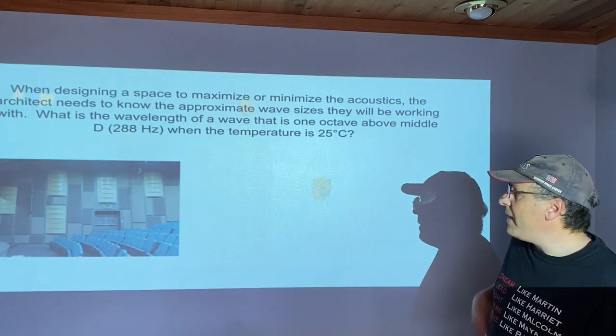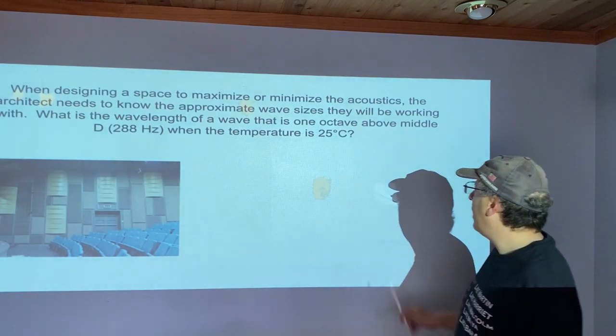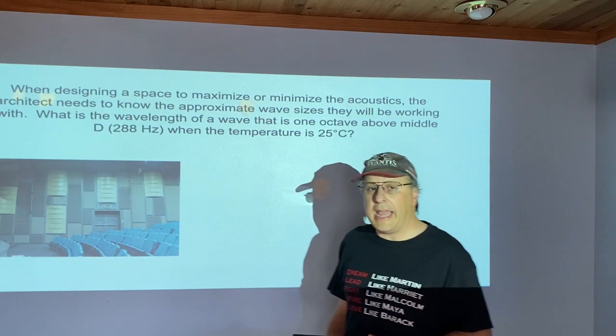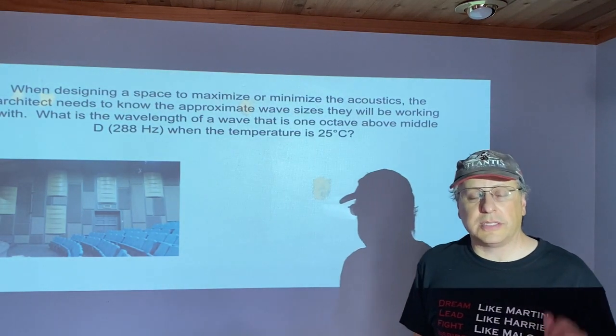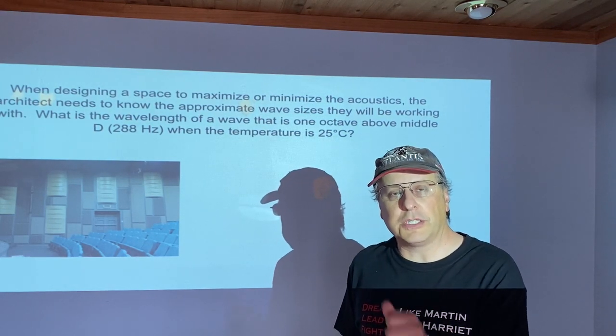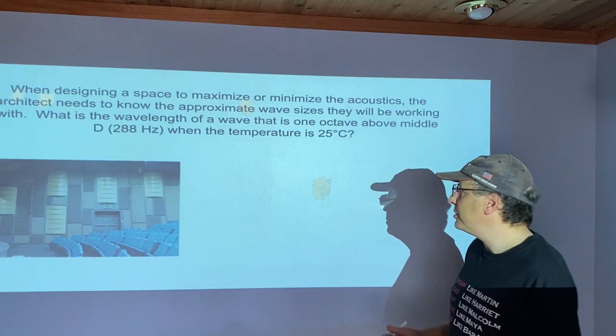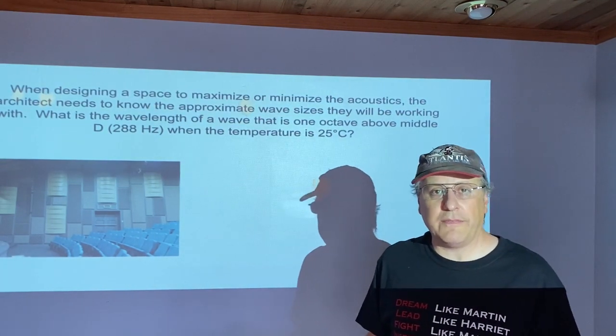And that is determined by what material the wave is traveling through. Here are the problems you have to do today. So the first one, I'd like you to find the wavelength of middle D, which is 288, when the temperature is 25 degrees Celsius. So this is a sound wave. So go back in your notes and find the formula for the speed of sound at different temperatures. Use that speed along with the frequency to find wavelength.